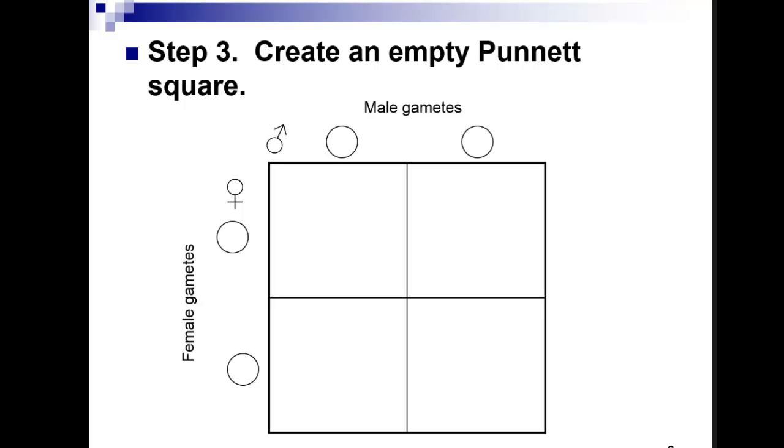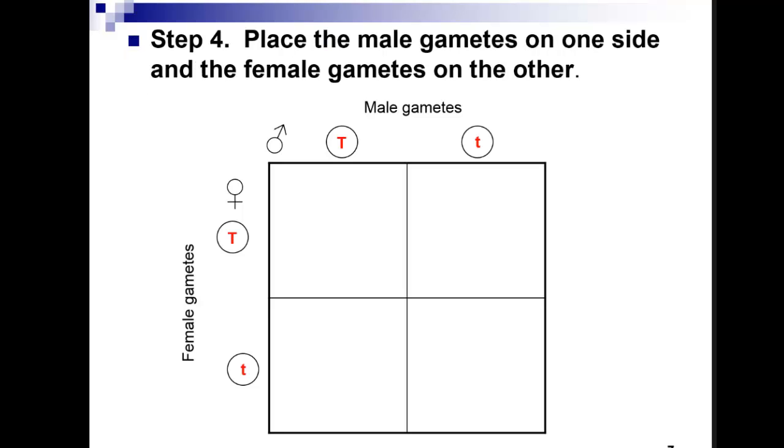Typically with monohybrid crosses, regardless of the different number of gametes, most people will draw 4 boxes, as that's usually going to be the maximum combination that you would get in a monohybrid cross. Step 4. Place the male gametes on one side of the Punnett square and the female gametes on the other side. Do not mix the male and female gametes together on the same side.